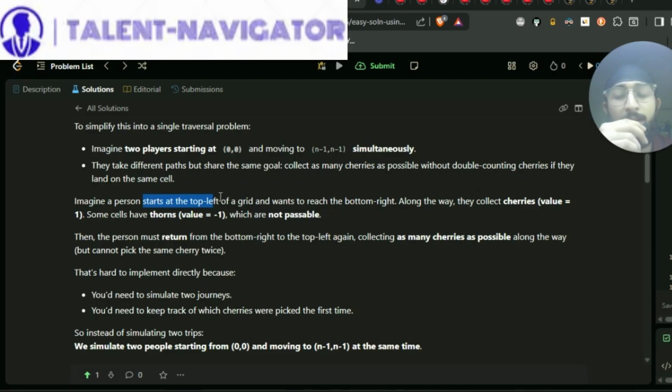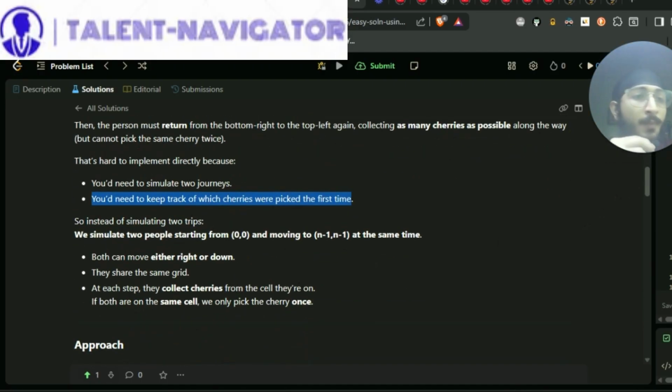Now that is hard to implement directly because you need to simulate 2 journeys, that is going from top left to bottom right and again from bottom right to top left. So that is why you would need to keep track of which cherries you pick the first time. So instead of simulating 2 trips, we simulate 2 people starting from 0, 0 and moving to n-1, n-1 at the same time. That is the crux of the problem.